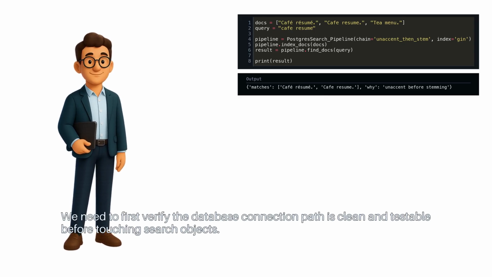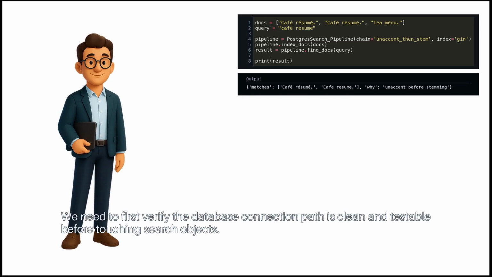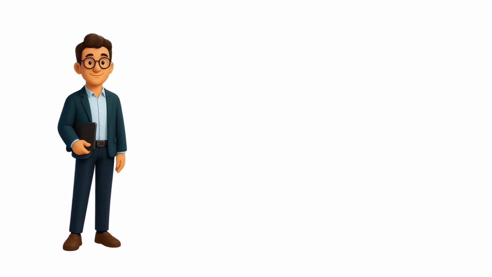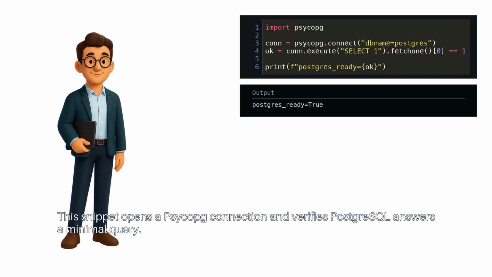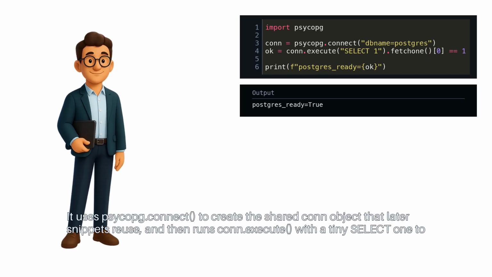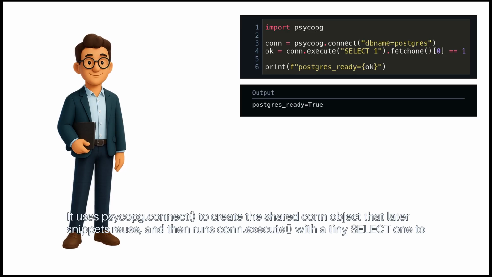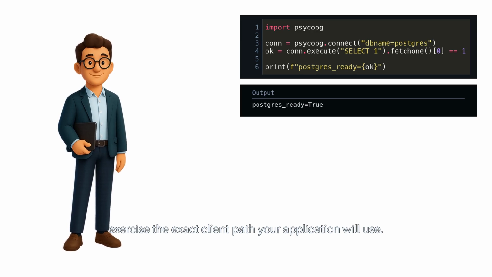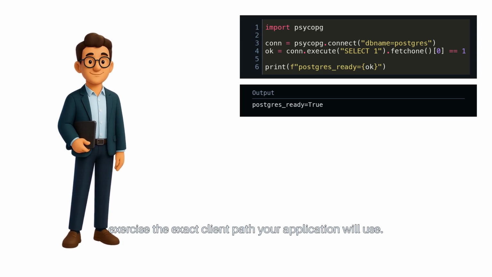We need to first verify the database connection path is clean and testable before touching search objects. This snippet opens a psycopg connection and verifies PostgreSQL answers a minimal query. It uses psycopg.connect to create the shared con object that later snippets reuse, and then runs con.execute with a tiny select 1 to exercise the exact client path your application will use.